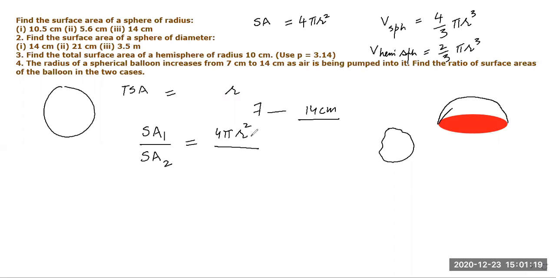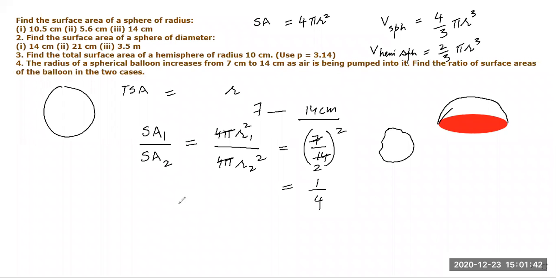So 4 pi r1 square divided by 4 pi r2 square. 4 pi will cancel with 4 pi, right? We don't need to do any 4 pi calculation. So it's simply r1 by r2 whole square. So r1 is 7 divided by 14 whole square. Don't do 7 squares. First cut it. 7 by 14 is 1 by 2, and to the square, it will be 1 by 4.